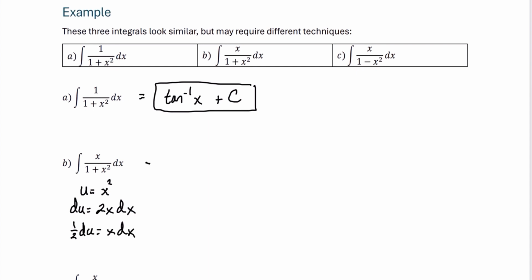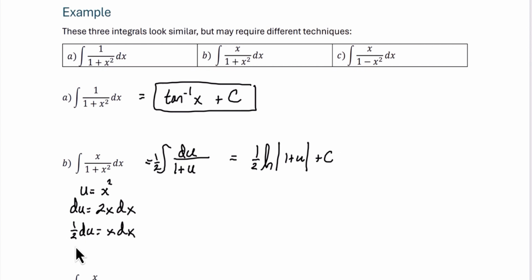We can now rewrite that original integral. The x dx part we are replacing with 1/2 du. We can pull 1/2 out front since it's just a constant. And in the denominator, we have 1 plus x squared, which we are replacing with u. At this point, we can integrate. We have 1/2 ln of 1 plus u plus c.